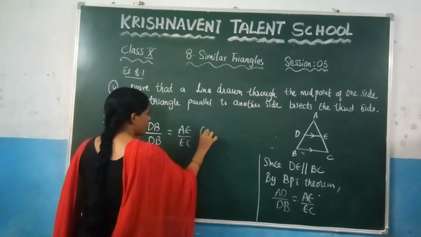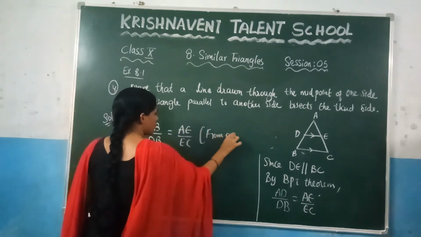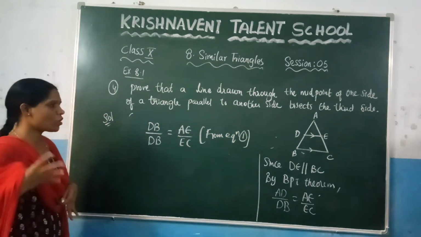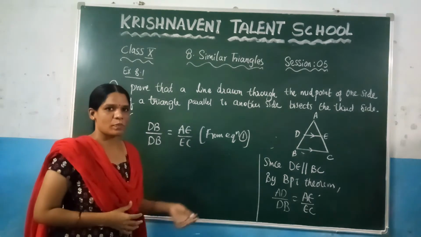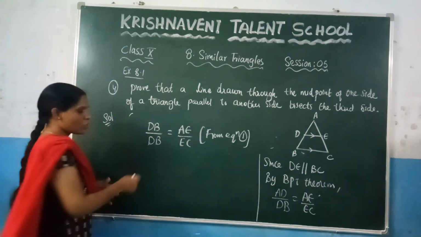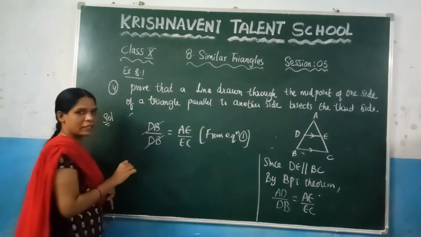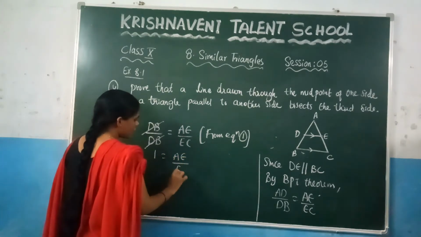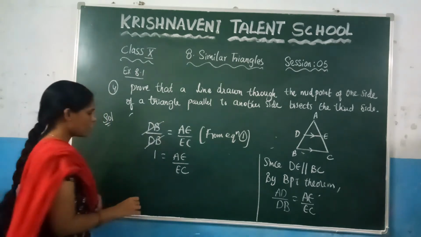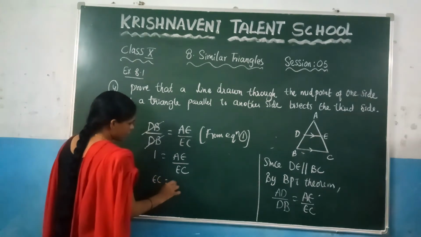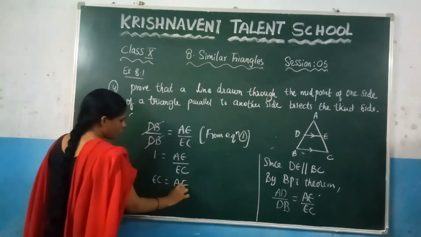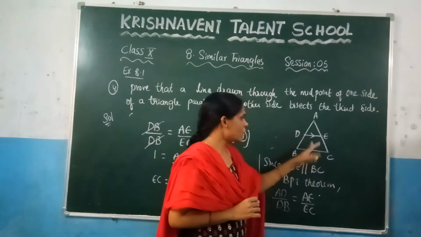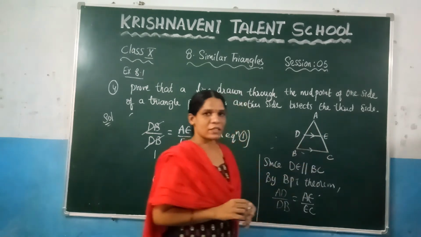Why? Because from equation 1, since D is the midpoint of AB, in place of AD you can write DB, or in place of DB you can write AD. So here this one will get cancelled. What will you get here? 1 is equal to AE by EC. Now cross multiply. What will you get here? EC is equal to AE. That means E is the midpoint of AC. So we can say that this is bisecting the third side.